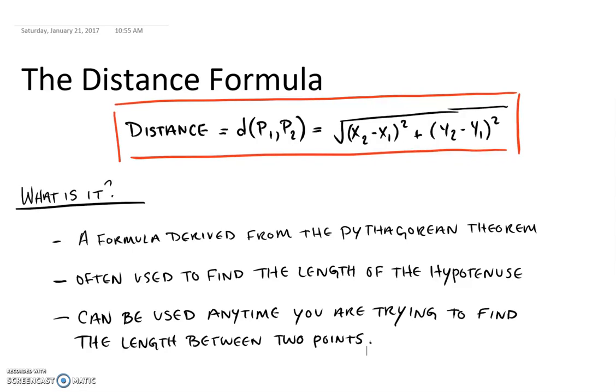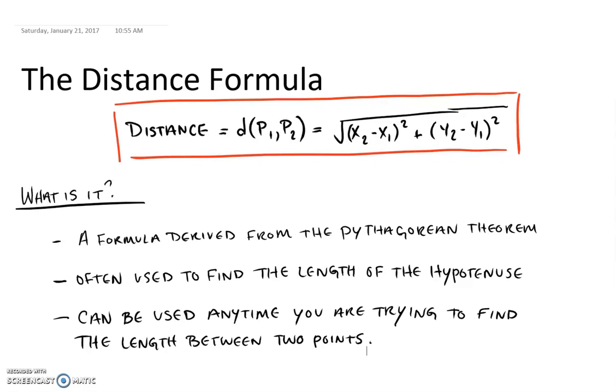I wanted to give a quick explanation on what the distance formula is and where it came from. So as you can see in the red box here, I've written out what the formula is, and it basically states the distance between P1 and P2, which are usually 2 points on a graph, is equal to the square root of (x2 minus x1) squared plus (y2 minus y1) squared.